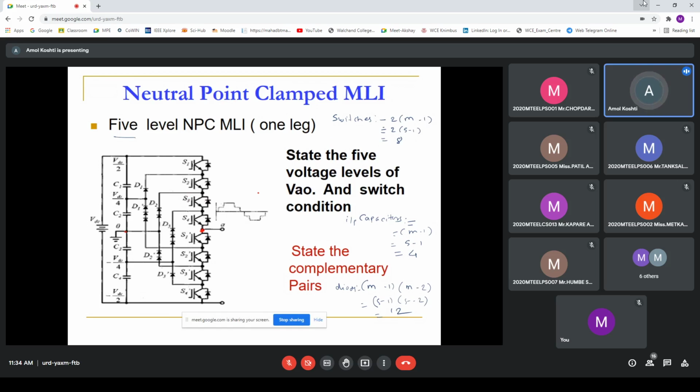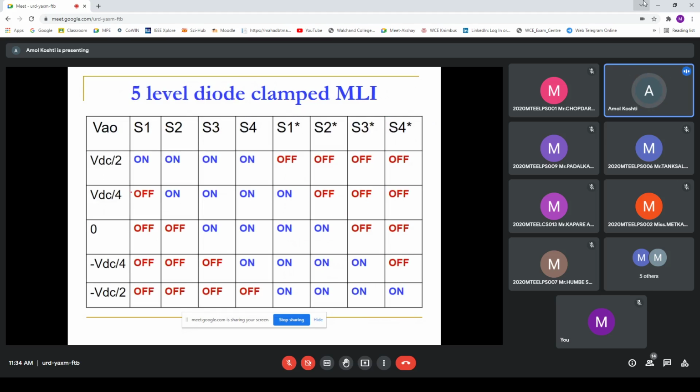Here, with respect to these formulas, I told you the count of the components for the 5 level. Similarly, here we state the 5 voltage levels of VAO. Across VAO we get the 5 voltage levels and switching conditions. As I told you, we have to get the output voltage across A with respect to the O point, and for that we apply some logic and switch. Then we'll see the switching combination. Here is how the 5 levels are considered; the switching table is given there.